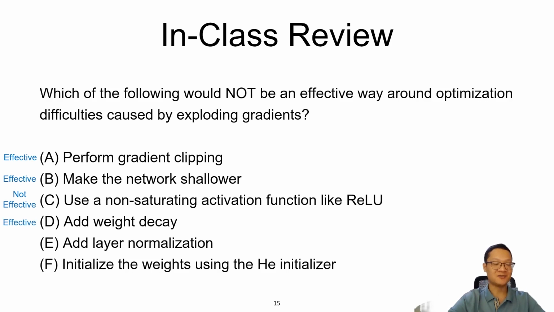Okay, adding weight decay. This is basically like L2 regularization for neural networks. This is actually effective because we're directly penalizing any weights that have large components. And adding layer normalization also helps, as we just discussed. And initializing the weights using one of these heuristic initializers also definitely helps.